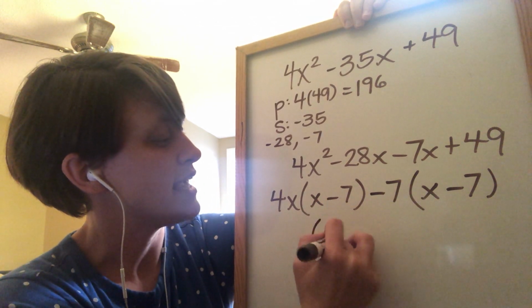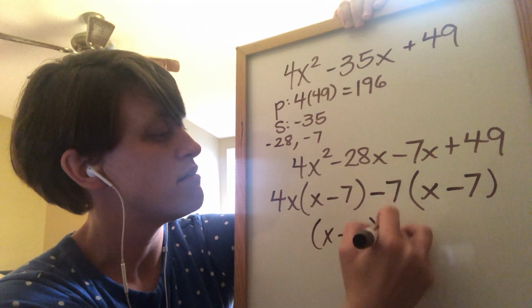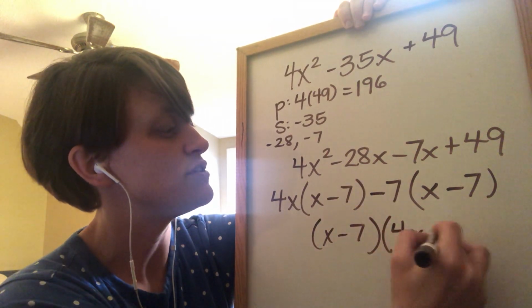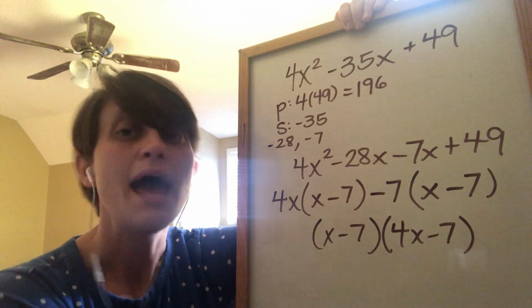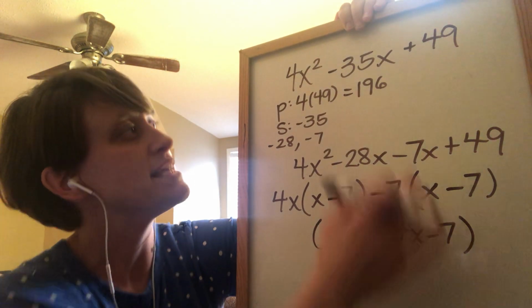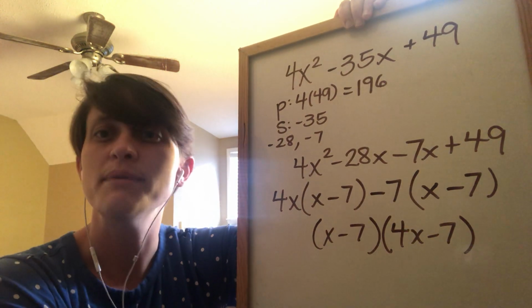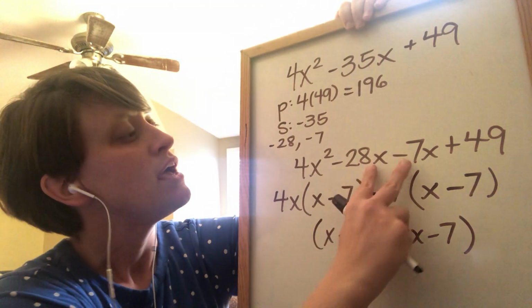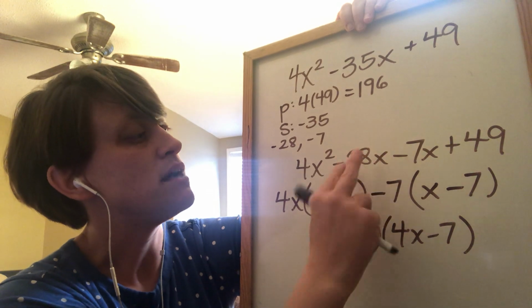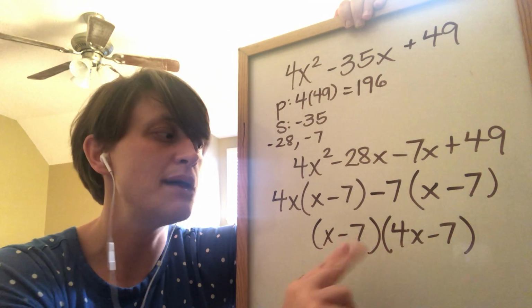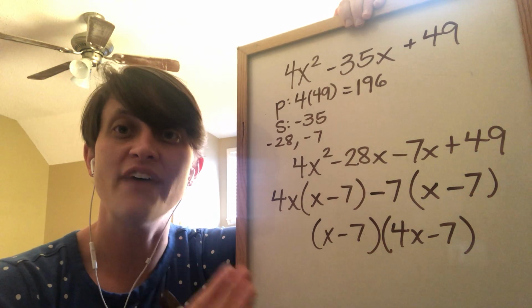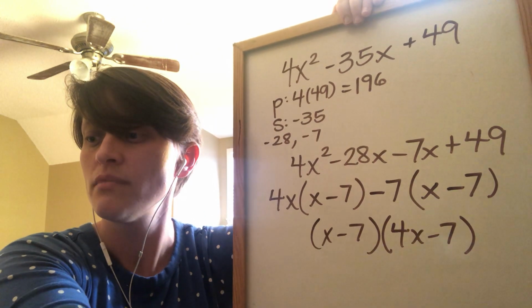So we have x minus 7 that's common and a 4x minus 7 that's left over. And once again, whenever we FOIL this out, whenever we multiply it out, we should end up exactly where we started. And again, if these are mixed up, depending on the order that you put these numbers in, your factors could end up in the opposite order. Totally fine. So long as they are the same factors, you're fine.